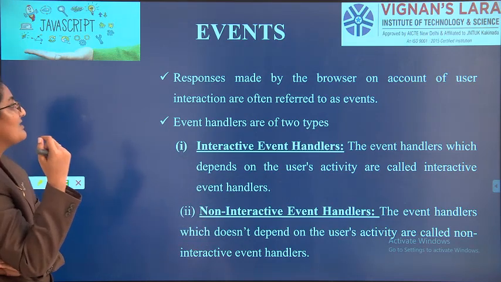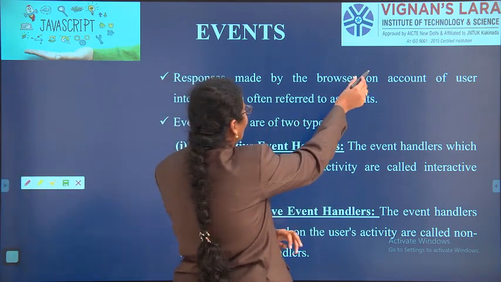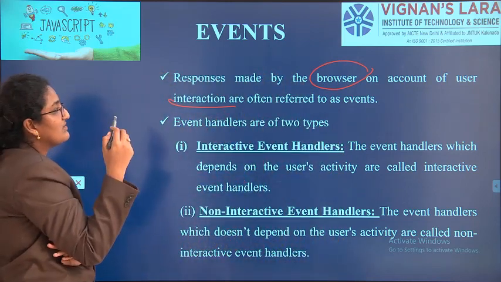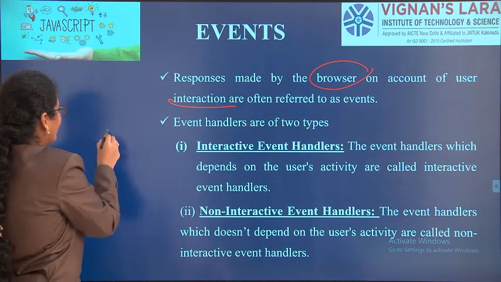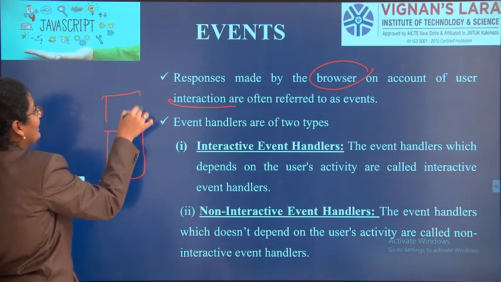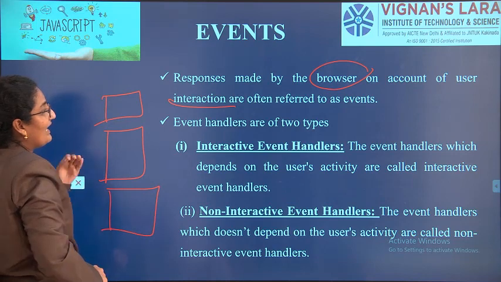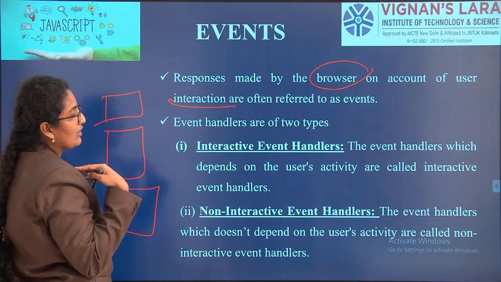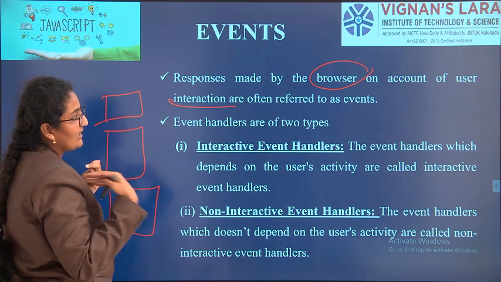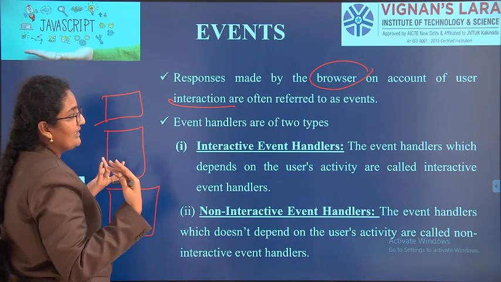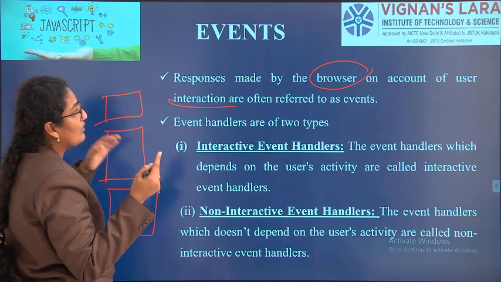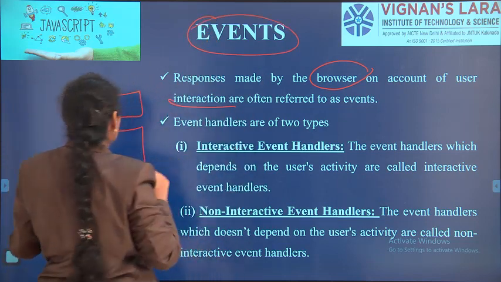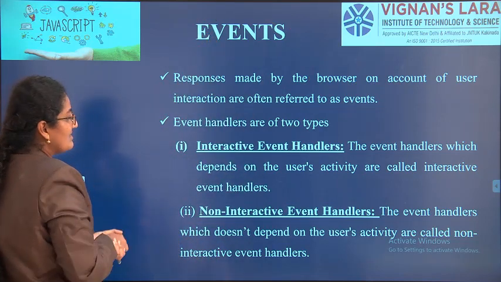An event is nothing but a response made by the browser on account of user interaction, when the user is interacting with it. If I have opened Facebook, Instagram, or Twitter, while I am opening Facebook, the browser will respond to me. I will be the user of Facebook, Instagram, and Twitter. When the user is interacting with it, the browser will perform some responses. Those responses are called events.